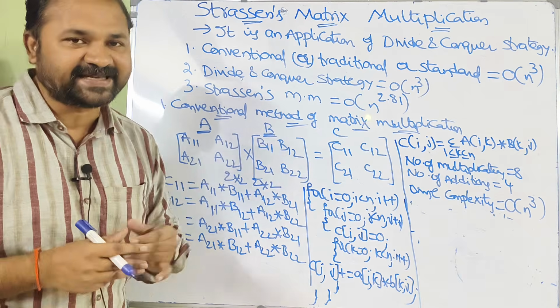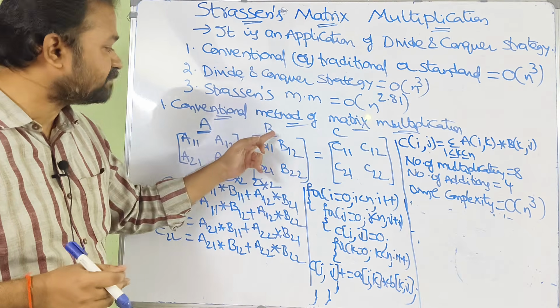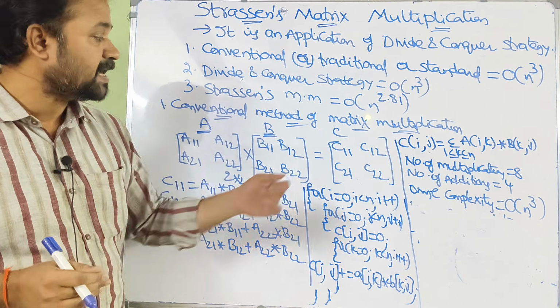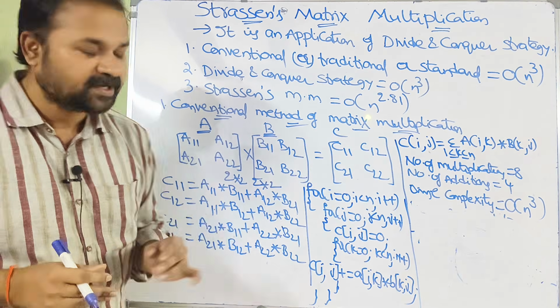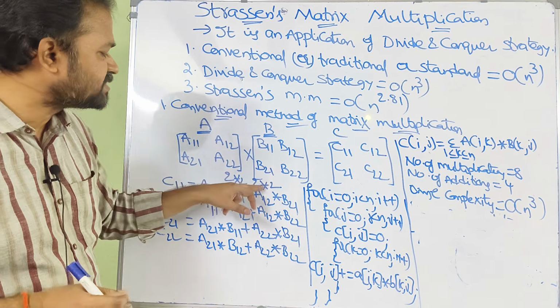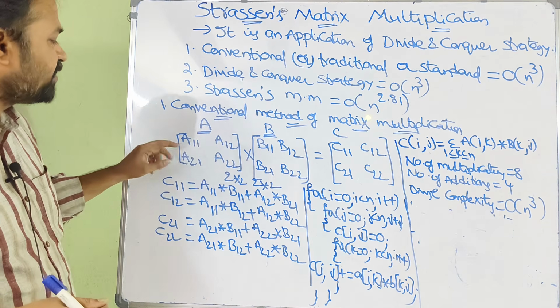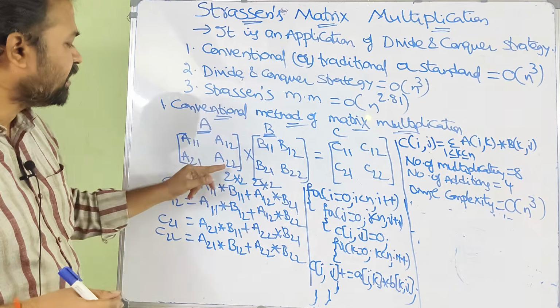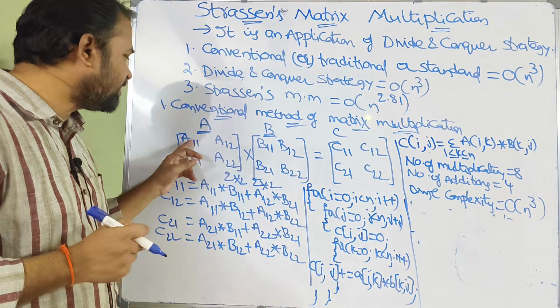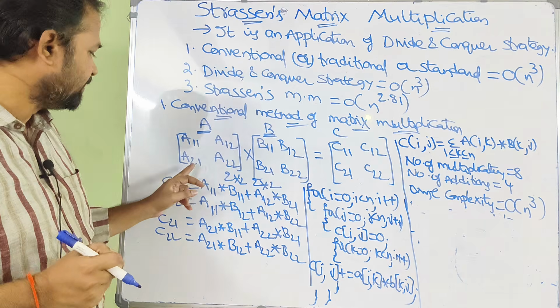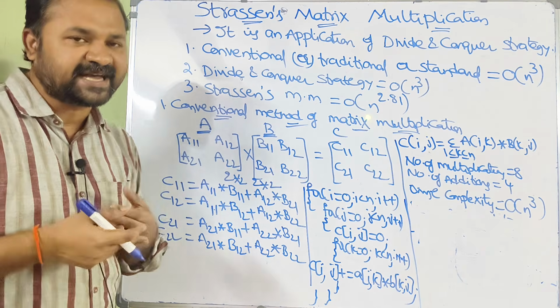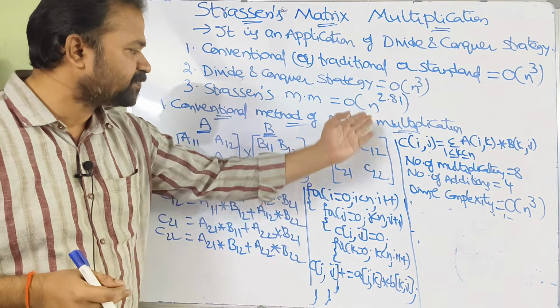Let us say we have two matrices. The first matrix is A, the second matrix is B, and the resultant matrix is C. Here the order of the matrix is 2 by 2. The elements of A are A11, A12, A21, A22: first row first element, first row second element, second row first element, second row second element. Likewise we have B and C.